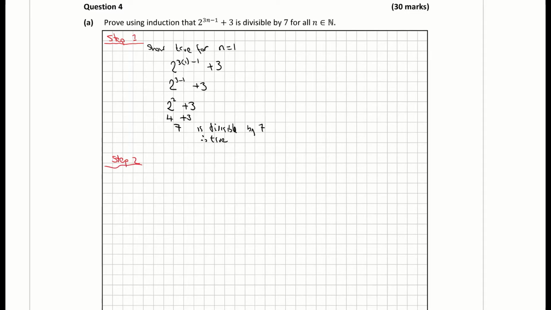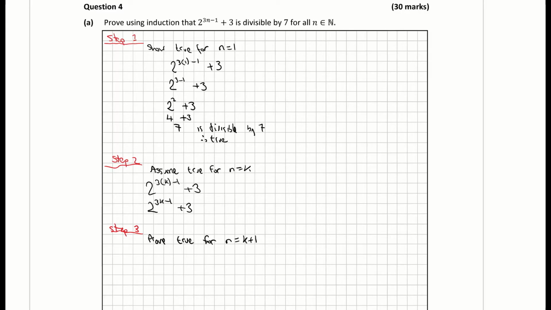we are now going to assume true for n is equal to k. All I'm doing for step 2 is I'm subbing in k for n. So that's going to become 2 to the power of 3 times k, subtract 1 plus 3, which is 2 to the power of 3k, subtract 1 plus 3. So I'm assuming that that is divisible by 7. Moving on now to step 3. And step 3 is going to be prove true for n is equal to k plus 1.